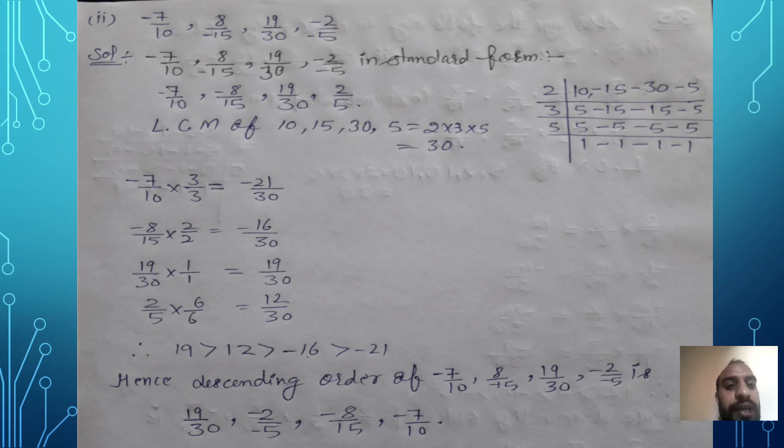Next, we already have 30, that means we need to multiply by 1. 19 1 is 19, 30 1 is 30. Then next we have 5: 5 6s are 30, 2 6s are 12. Now arrange them from greater to smaller. You can see, my dear student, here 19 is the greatest number, then 12, then minus 16, then minus 21. Arrange the question accordingly. That is the descending order of the question: 19 upon 30, minus 2 upon minus 5, minus 8 upon 15 and minus 7 upon 10.